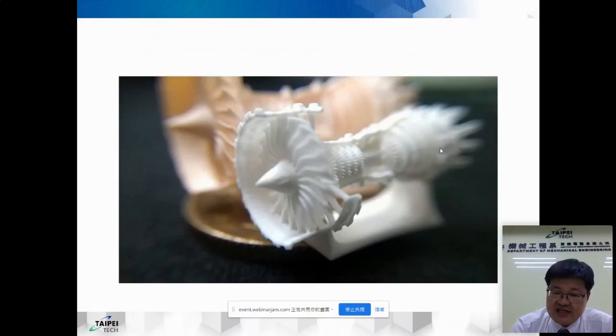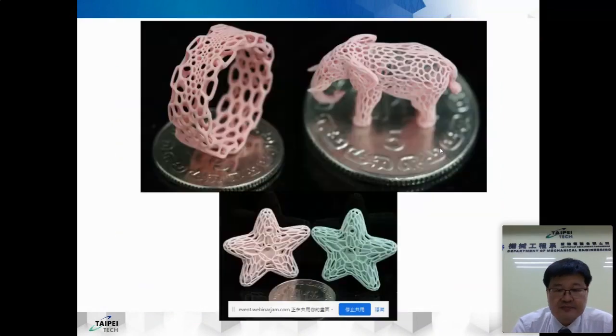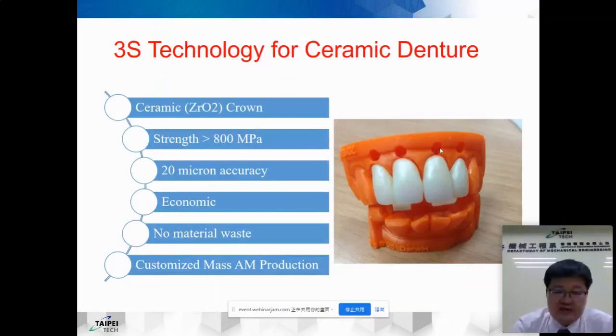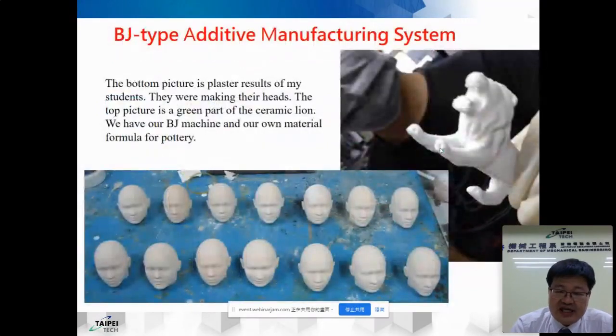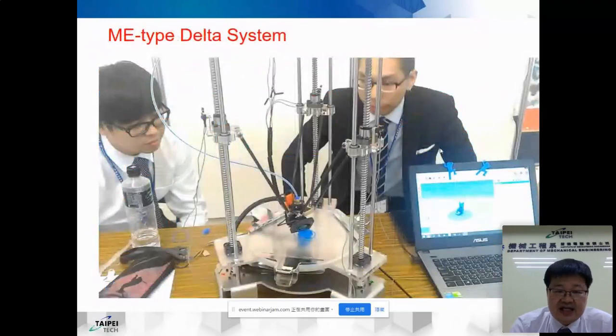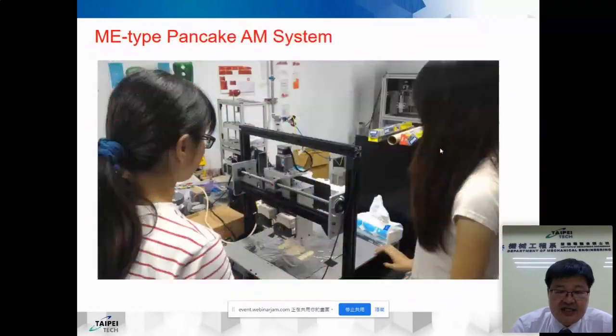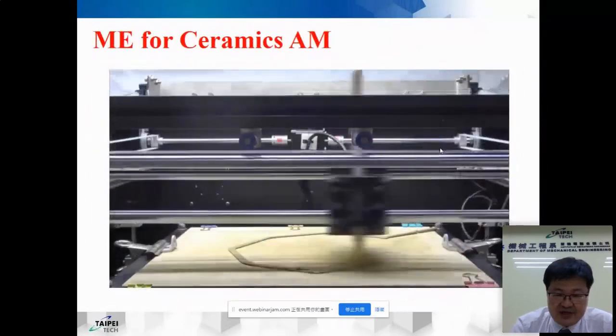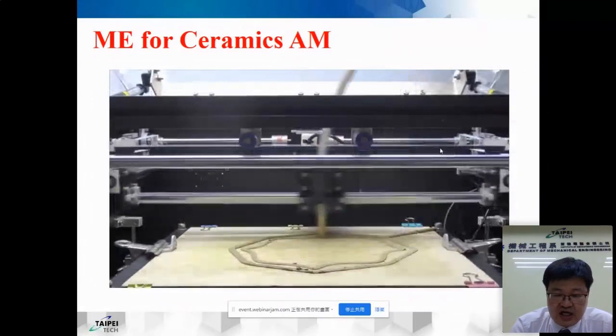We can print something very detailed. In our process, we don't need to build up support structures, so that we can make something others cannot make. And it's a very simple technology to make a ceramic denture. And that's for binder jetting. We have two machines with the technology from our university, from me. The delta system and the pancake machine. And the ceramic machine is doing a vase.